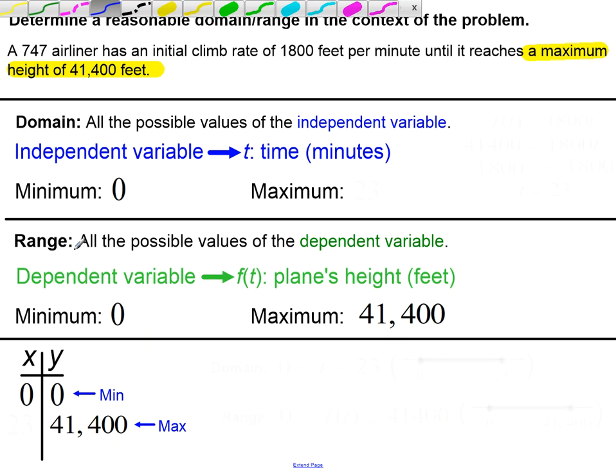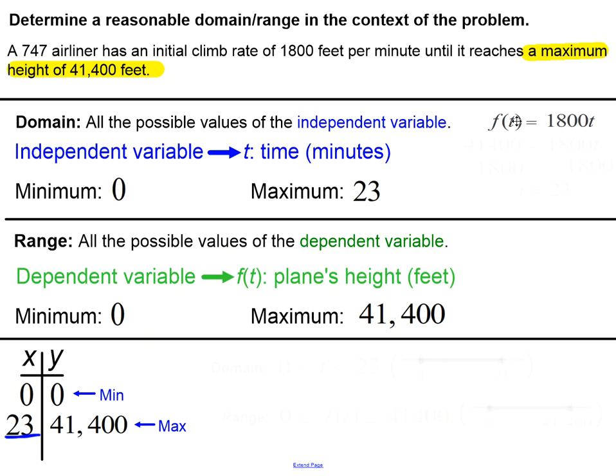So in order to figure out these boundaries of the domain and range, all you need to do is figure out what x value is associated with 41,400. Well, it turns out that value is 23. And I can obtain that value of 23 by solving the function in the same way that we did in previous problems.